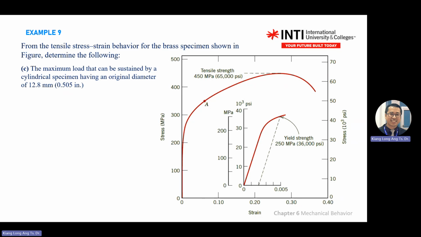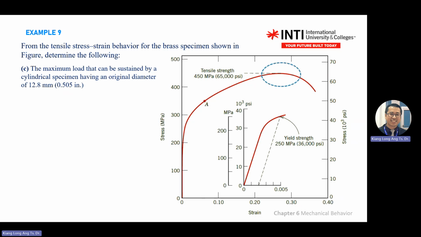What else? Strain you don't have. But anyway, just now you have one equation. This one you use the tensile strength from the graph. The graph gives you tensile strength 450. So link this value with the maximum load. Tensile strength is actually stress max equal to force divided by area.